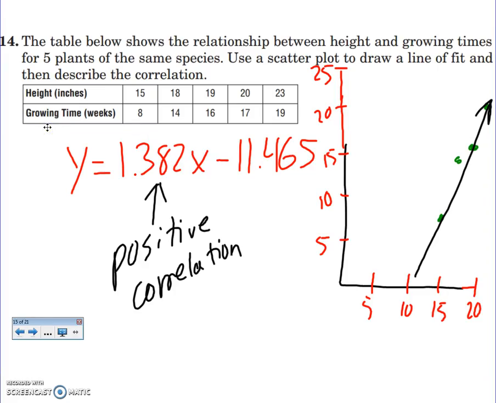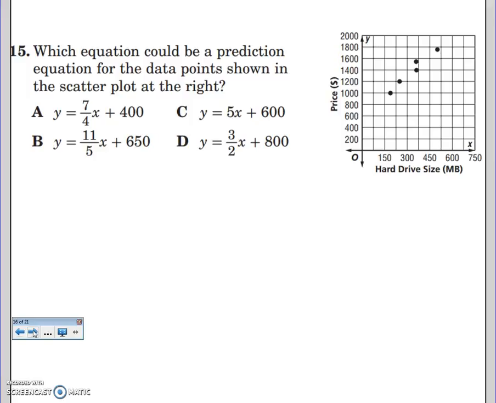All right, number 15. Which equation could be a prediction for the data point shown in the scatter plot on the right? Okay, let's see. All right, so I'm going to say just draw a line yourself, see what looks good. I think this looks pretty good to me. I can see the slope's positive. There are positive slopes, but the intersection is about right here at 600. The one that's the intersection 600 is C, but they don't like that.